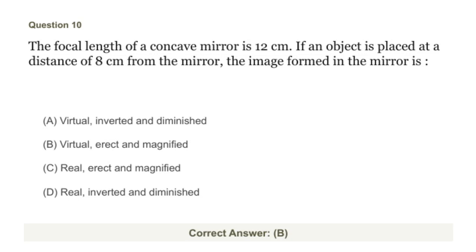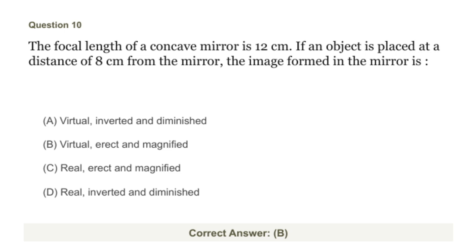Let's look at this question about a concave mirror with a focal length of 12 centimeters. When an object is placed at 8 centimeters from the mirror, we need to determine the nature of the image formed. Now, the key here is understanding how the position of the object relative to the focal length affects the image characteristics. Since the object is closer to the mirror than the focal point, the image formed will be virtual, meaning it appears behind the mirror. It will also be erect, not inverted, and magnified, which makes it larger than the actual object.